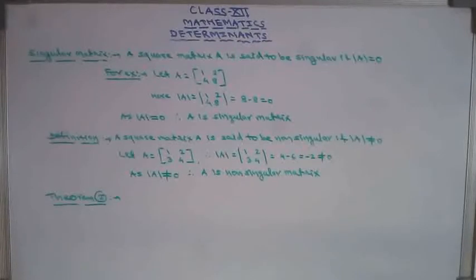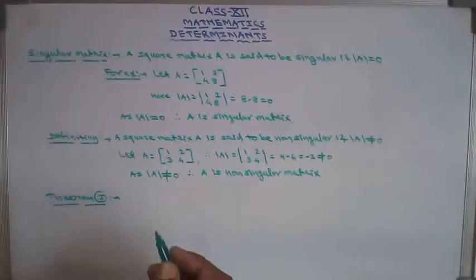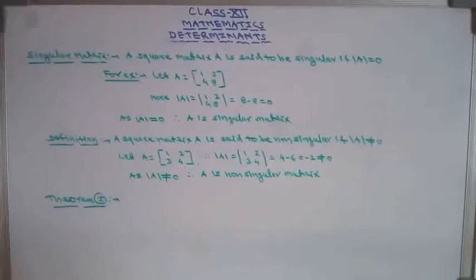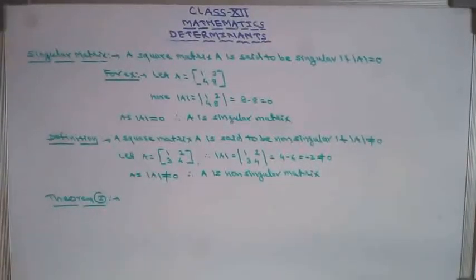This is very, very important for finding the inverse of a matrix, and also for solving simultaneous linear equations in 3 variables by the matrix method. So remember what a singular matrix and a non-singular matrix are. Similarly, there is another theorem. As the first theorem, we have already proved that if A is a square matrix of order n, then A into adjoint of A is equal to adjoint of A into A, which is equal to determinant of A into I. This was the first theorem.